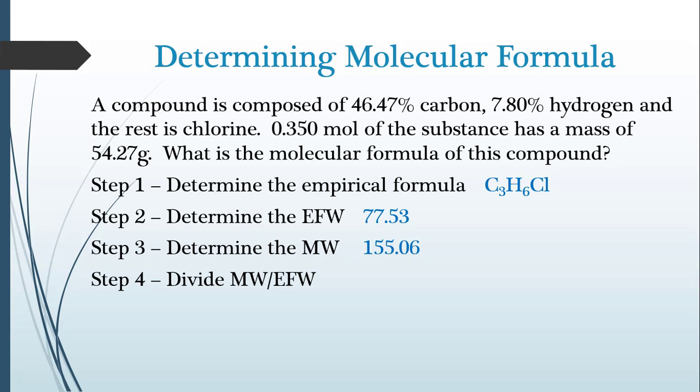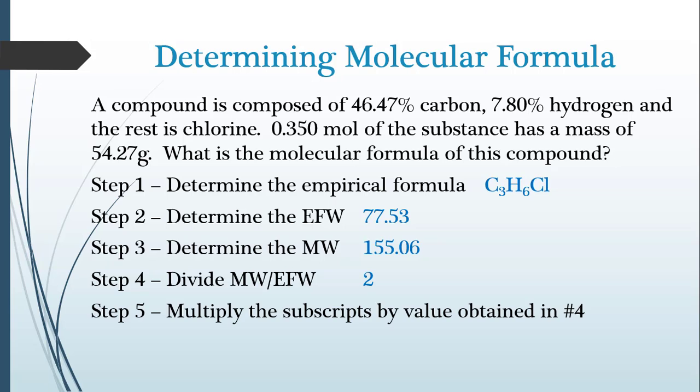Move to step 4, divide the molecular weight by the empirical formula weight. So we plug that into the equation, we get 2. Multiply the subscripts by the value you got in step 4. You get something that looks like this, which gives you C6H12Cl2, which was given as the correct answer. So that's all you have to do to figure out molecular formulas.